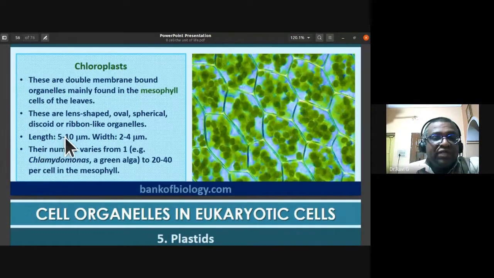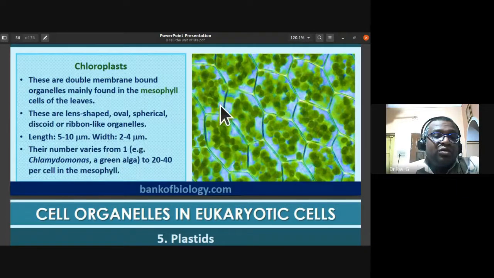The length of these chloroplasts is 5 to 10 micrometer. As I've already told you, 1 micron is equal to 10 to the power of minus 6 meter. The width is 2 to 4 micrometer. The cell organelle chloroplast has to be studied under an electron microscope for details. In a normal compound microscope, you can see in this slide how it looks, but you can't see the details of the chloroplast. In an electron microscope, you can see the complete details of the chloroplast.